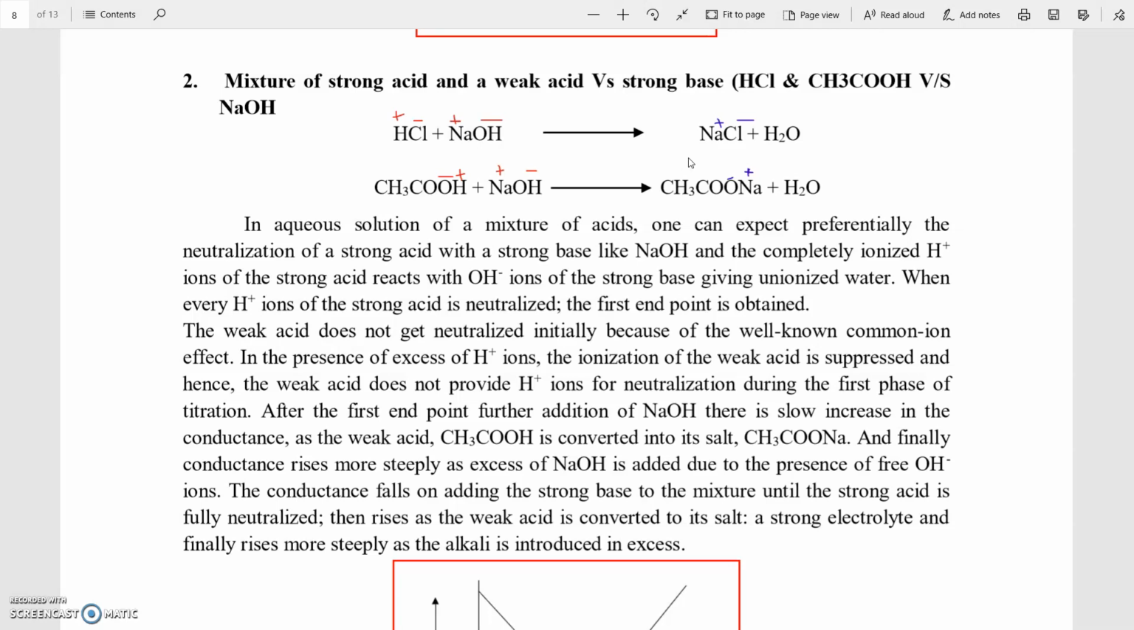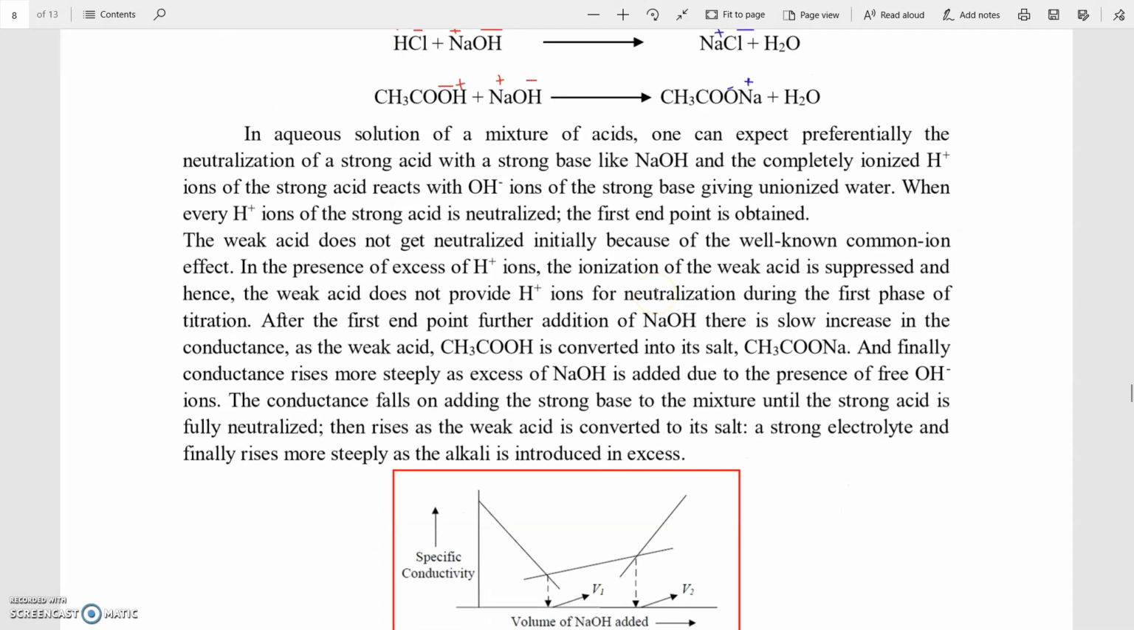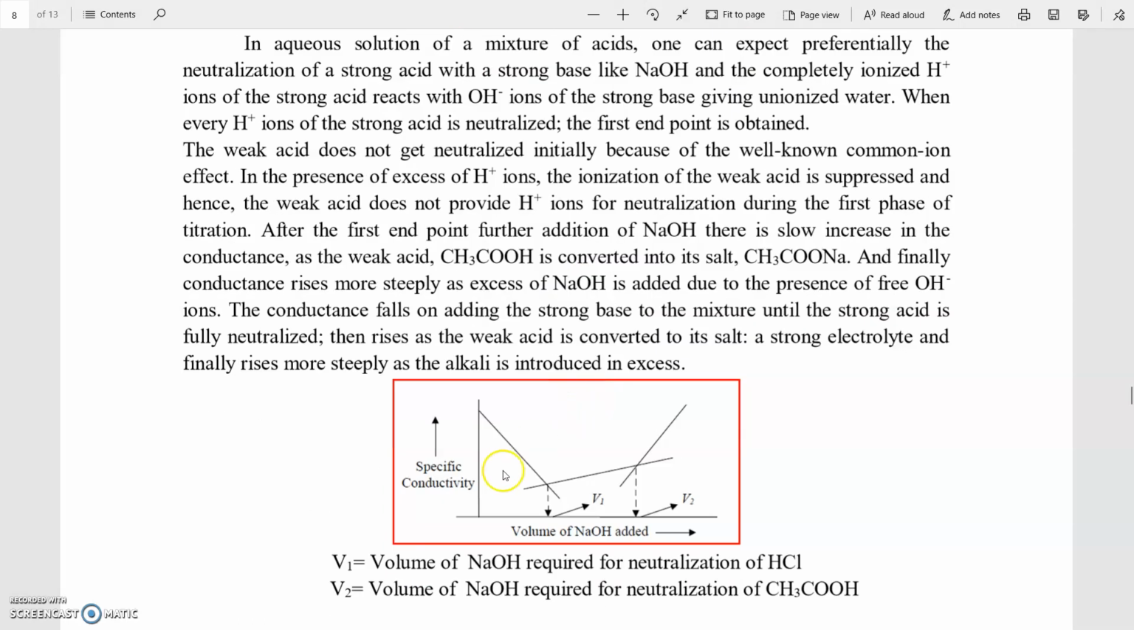When the H plus ions of HCl are completely neutralized, at that point acetic acid comes into action. Whatever NaOH we add then reacts with acetic acid and produces sodium acetate. Here the conductivity decreased initially because we neutralized the H plus ions using Na plus ions.